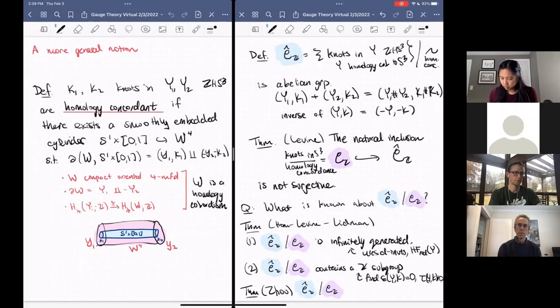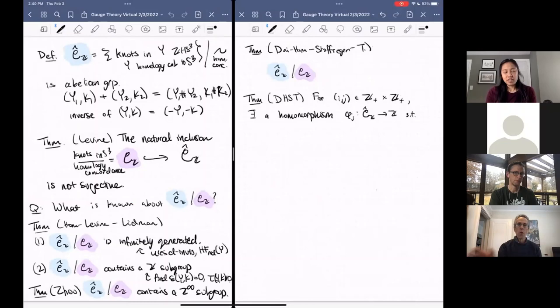Which is a phenomenon that can never happen for knots inside of S3. More recently, Hugo Zhu showed us that the quotient group contains a Z infinity subgroup. Which leaves us the question of whether it contains a Z infinity summand. That's the result that I'll talk about today.